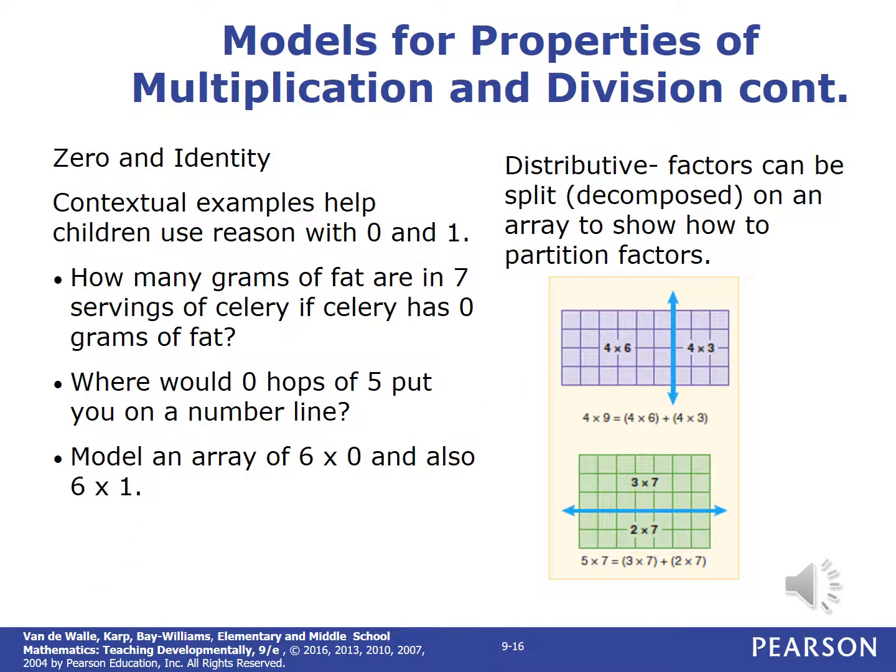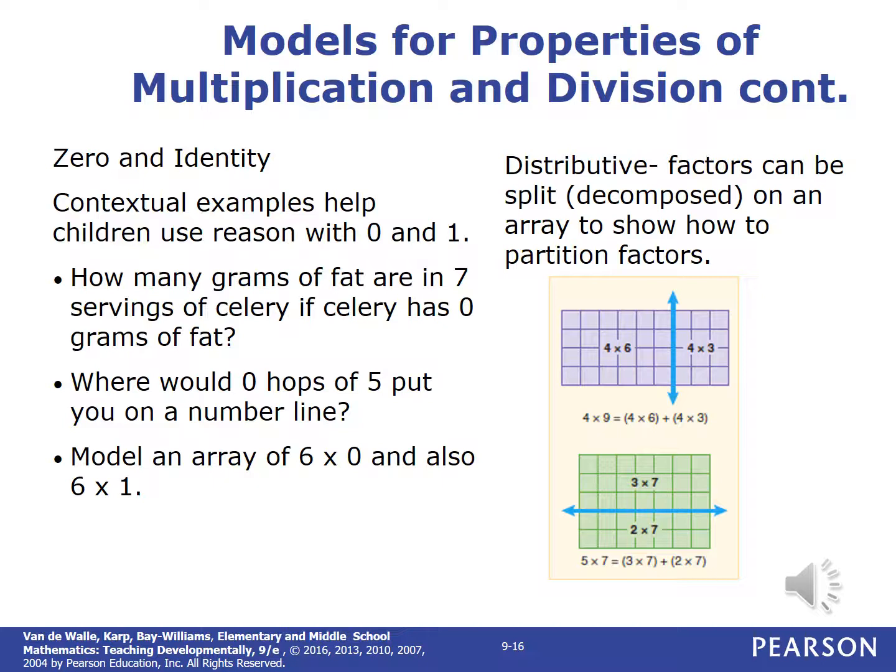A couple other key properties that you're going to need to discuss with your students are the zero and identity properties of multiplication and division. You don't just want to state the properties, but you want to present them through contextual problems because it helps the students to better reason with 0 and 1.